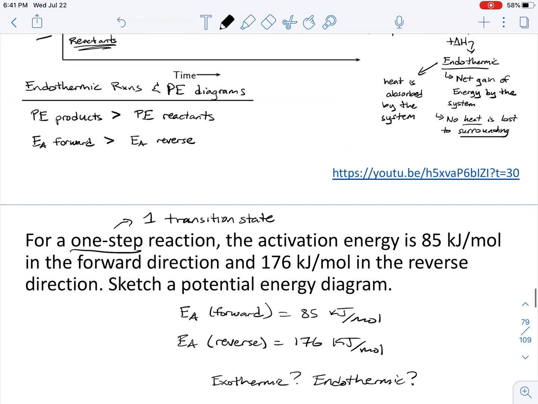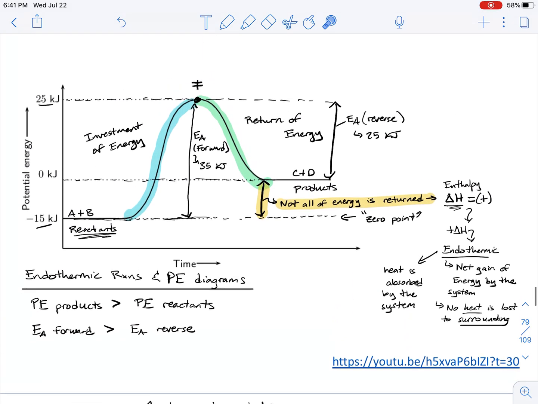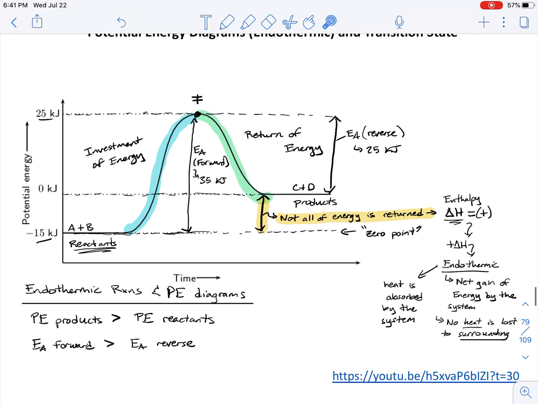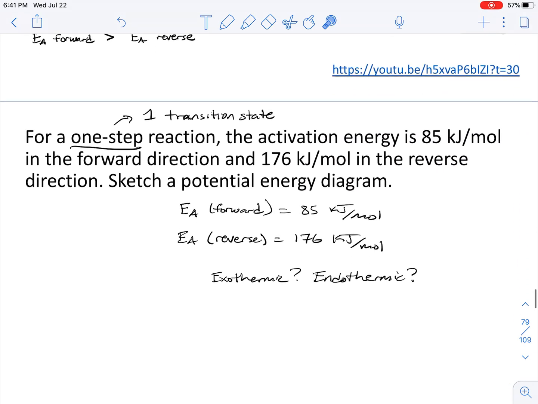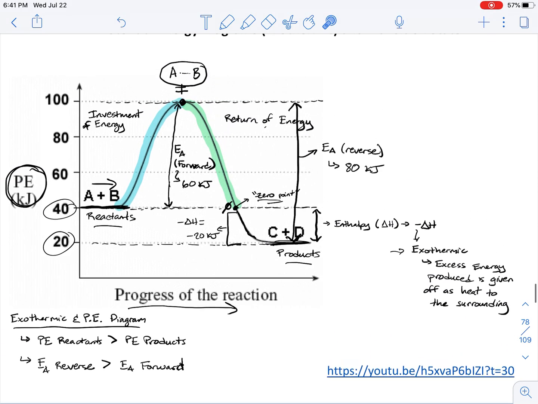And so we can go ahead and go back to our diagrams here. If you look at the activation energy for endothermic reactions, notice that the forward is larger than the reverse. And in this case, the forward is smaller than the reverse. And so therefore, this cannot be an endothermic reaction, and it must be an exothermic reaction. So notice that the activation energy for the reverse is much larger than the activation energy for the forward. And for these one-step potential energy diagrams, the activation energy for both the forward and reverse must be at the same height. They're not going to be different heights.